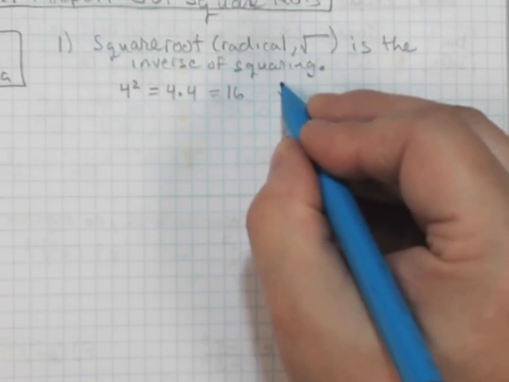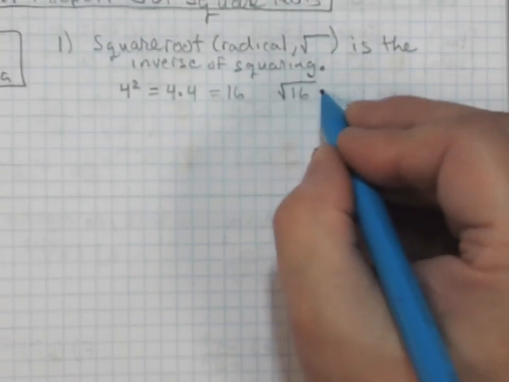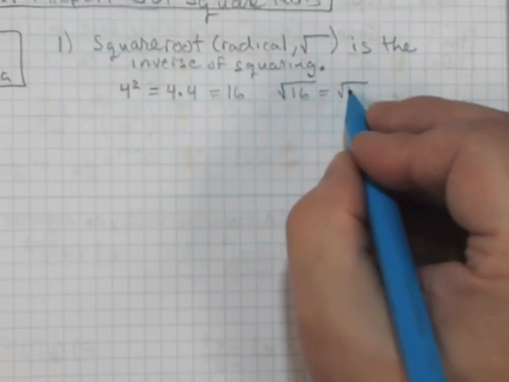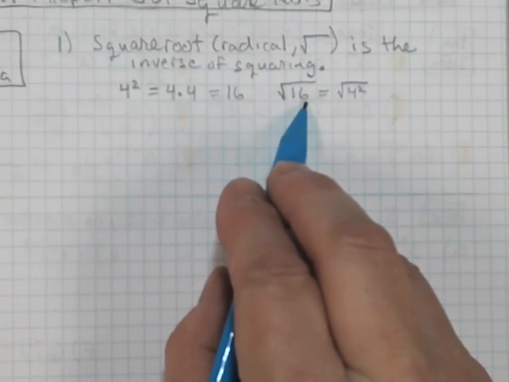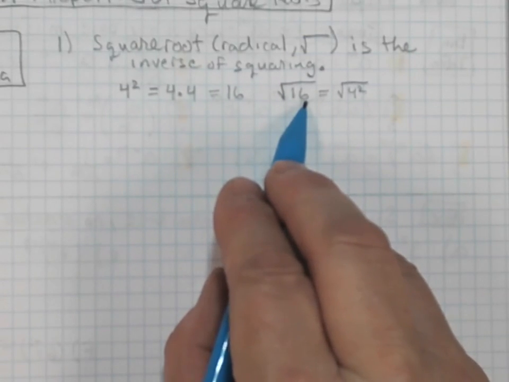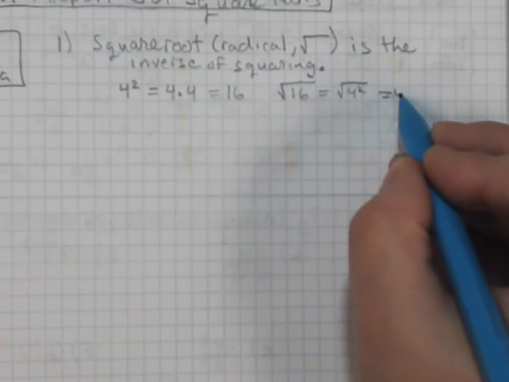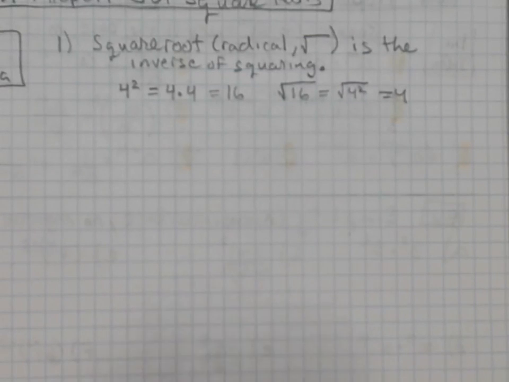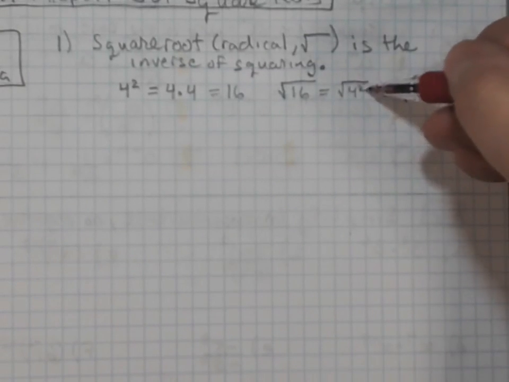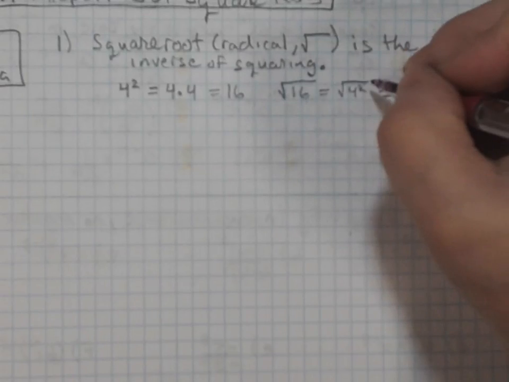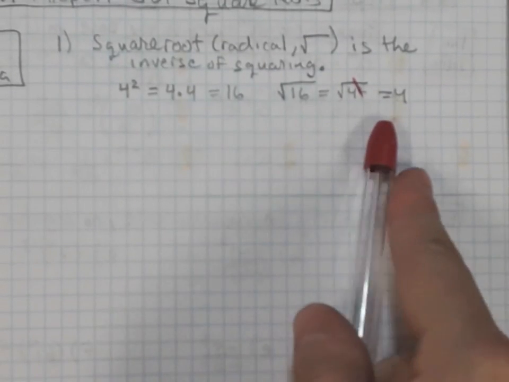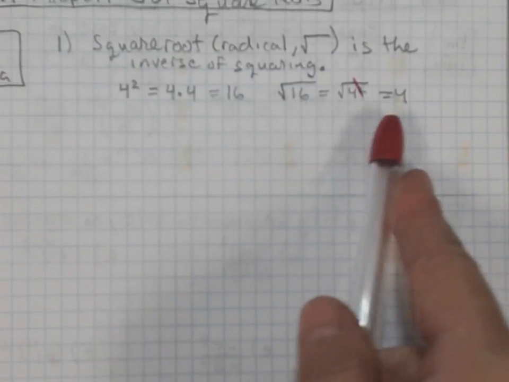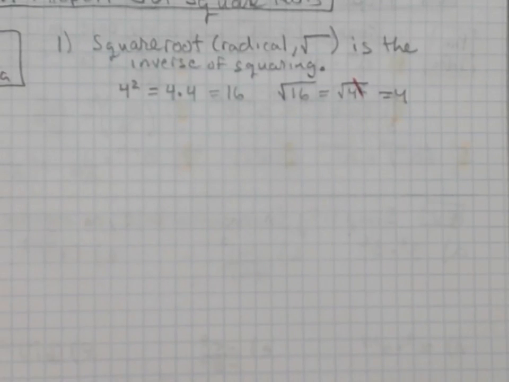So if I take the square root of 16, I'm taking the square root of 4 squared. So I'm asking, what number do I multiply by itself to get 16? And that number would be 4. In terms of the symbol, we think of these inverses as canceling each other. So the square and the square root undo each other, leaving us with just the number, and the radical goes away. But we can only do that if the number has a square on it.